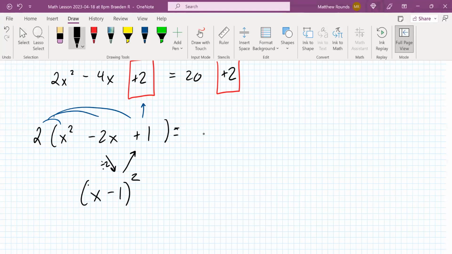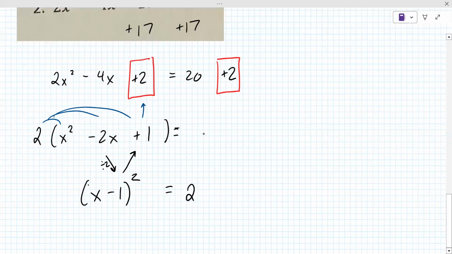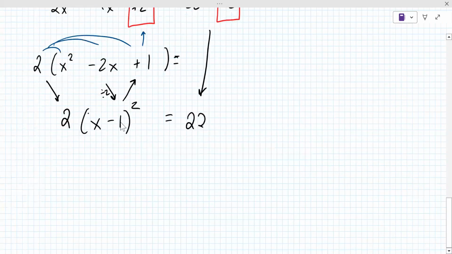Questions on that? Thoughts on that? No. Okay, so you got to bring this down. You got to remember to bring the 2 down. I will likely forget at some point, but you got to be better than that. You got to move those down here. So now this is something that you can solve. So you divide by 2 on both sides. You always divide by that leading coefficient.